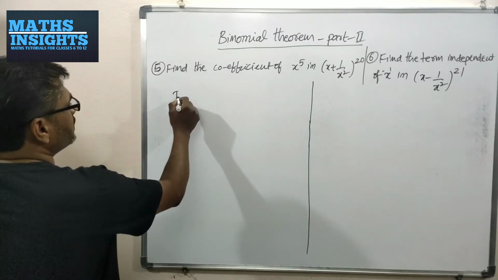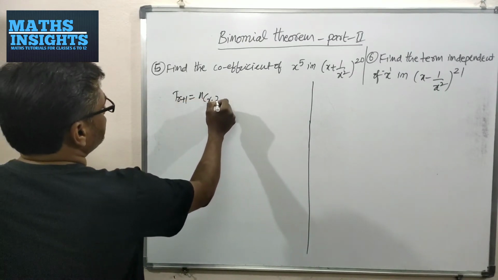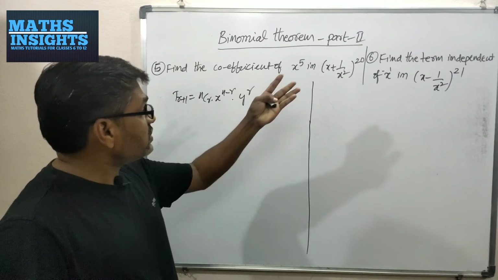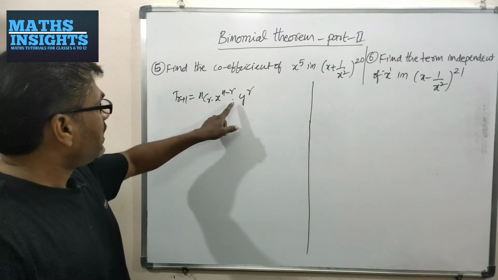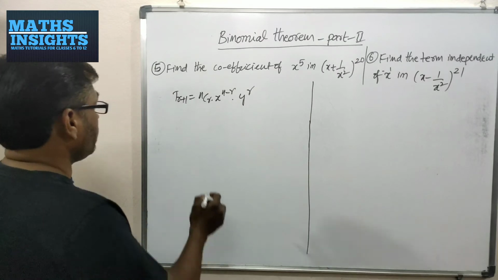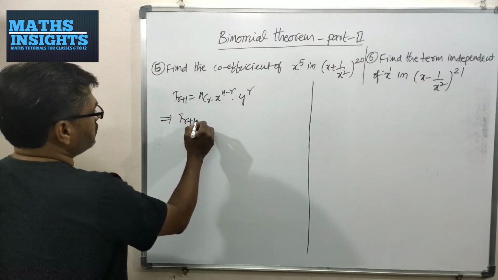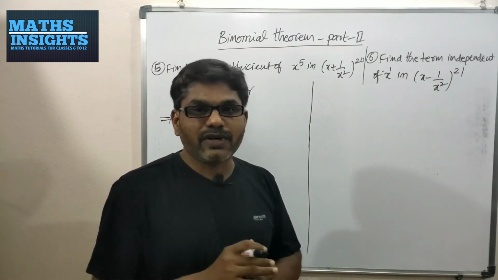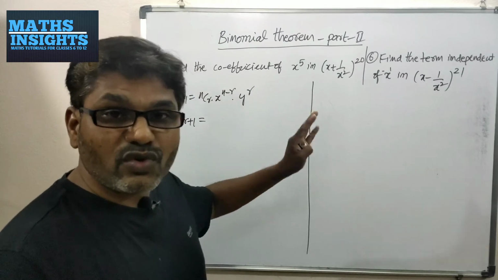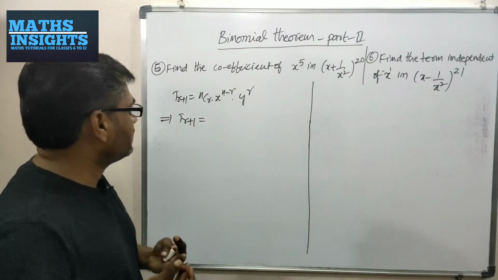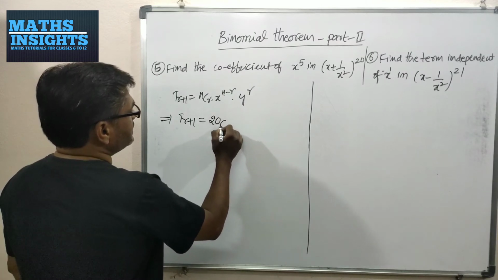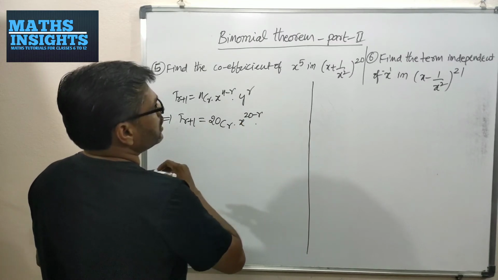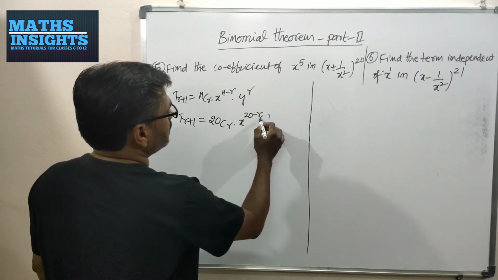The general term of this binomial, T(r plus 1), is equal to nCr into x power n minus r into y power r. In this case, our n is 20, x is x, and the second term y is 1 by x square. Therefore, I am writing T(r plus 1). I don't know the r value. If you know the r value, you can find the term number which contains x power 5. So I am writing r as it is. nCr, 20Cr into x power 20 minus r into 1 by x square whole power r.